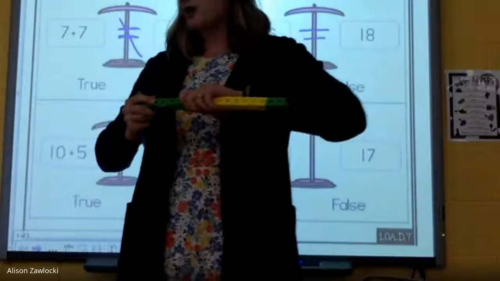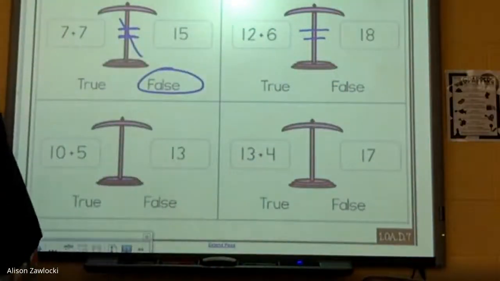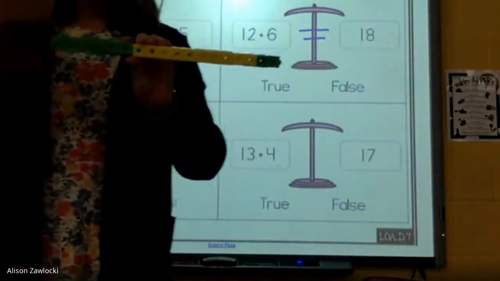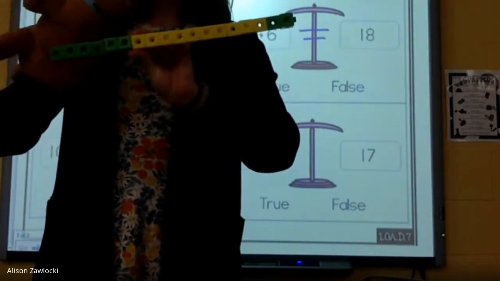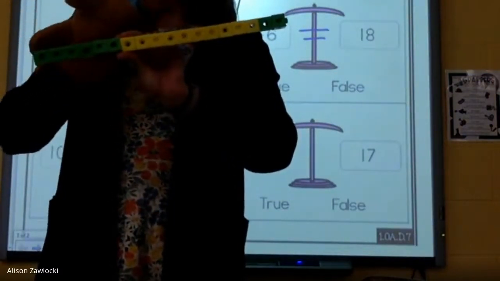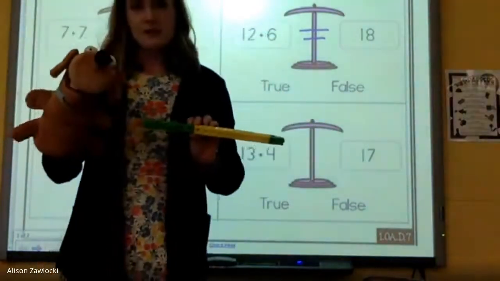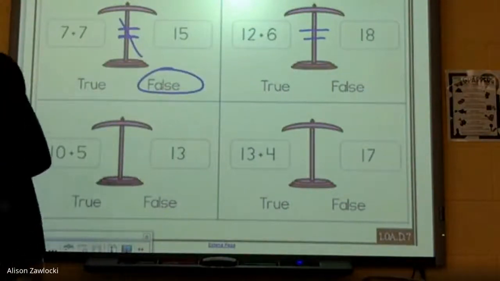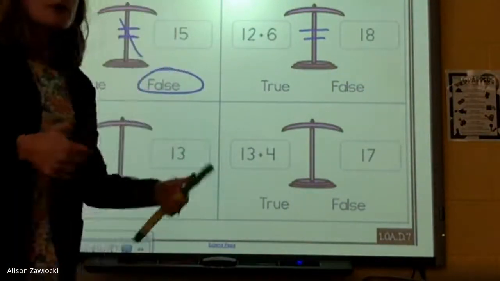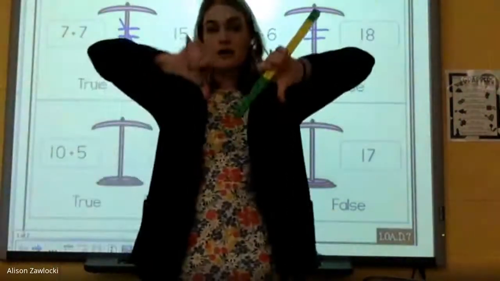Let's add them all together. I'm going to have my friend Newton help me. So 1, 2, 3, 4, 5, 6, 7, 8, 9, 10, 11, 12, 13, 14, 15, 16, 17, 18. Does it equal 18? It sure does. Yes, that is right. It does. So would I circle true, thumbs up, or thumbs down, false?